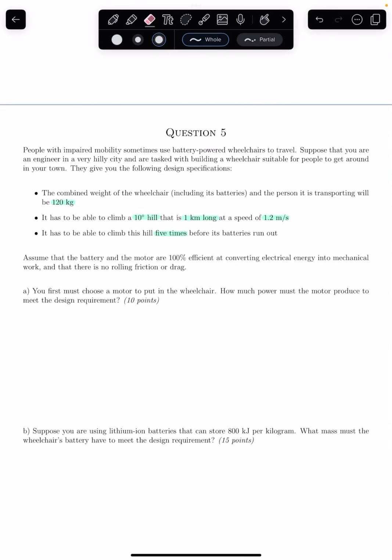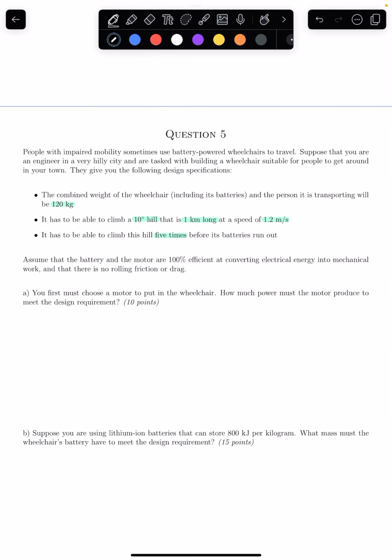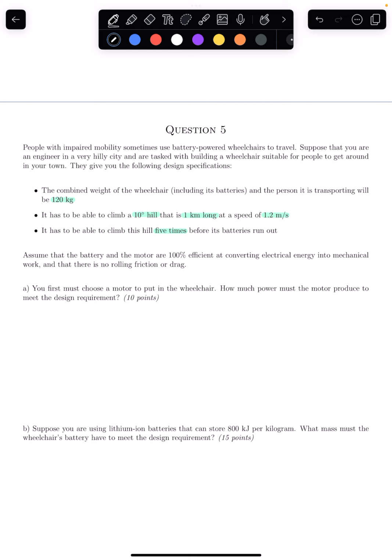Question 5 from the process exam. I have all of the important information here highlighted. Our necessary mass is 120 kilograms. We need to be able to go up a 10-degree hill that's 1 kilometer long for this speed, and we have to be able to do this 5 times.